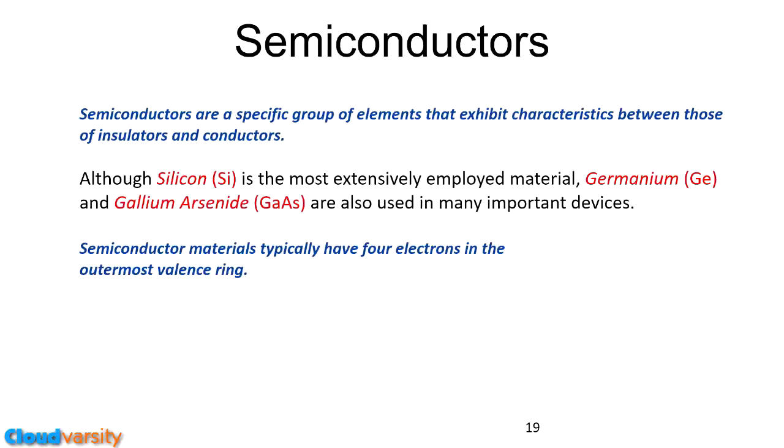Now semiconductors are a specific group of elements that exhibit characteristics between those of insulators and conductors. Although silicon is the most extensively employed material, germanium and gallium arsenide are also used in many important devices. Semiconductor materials typically have 4 electrons in the outermost valence shell. Normally the last shell has 4 electrons, and they exhibit properties, as I have already said, between conductors and insulators.